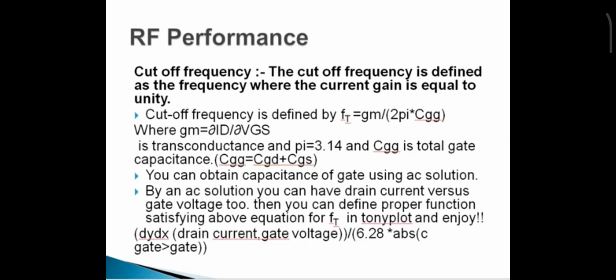For the code for cutoff frequency, you can use dx of drain current with respect to gate voltage, divided by 3.14 multiplied by 2, which is equal to 6.28, into the absolute total gate capacitance value.